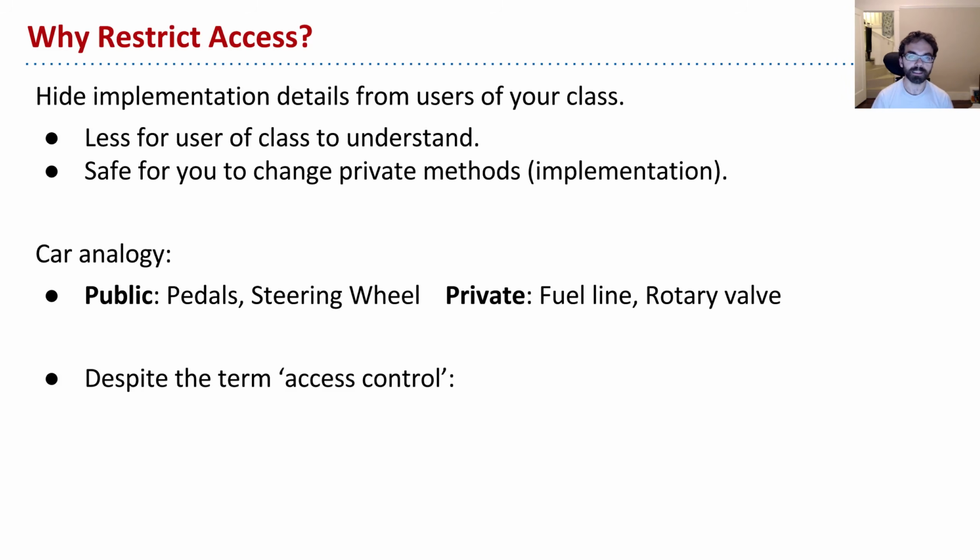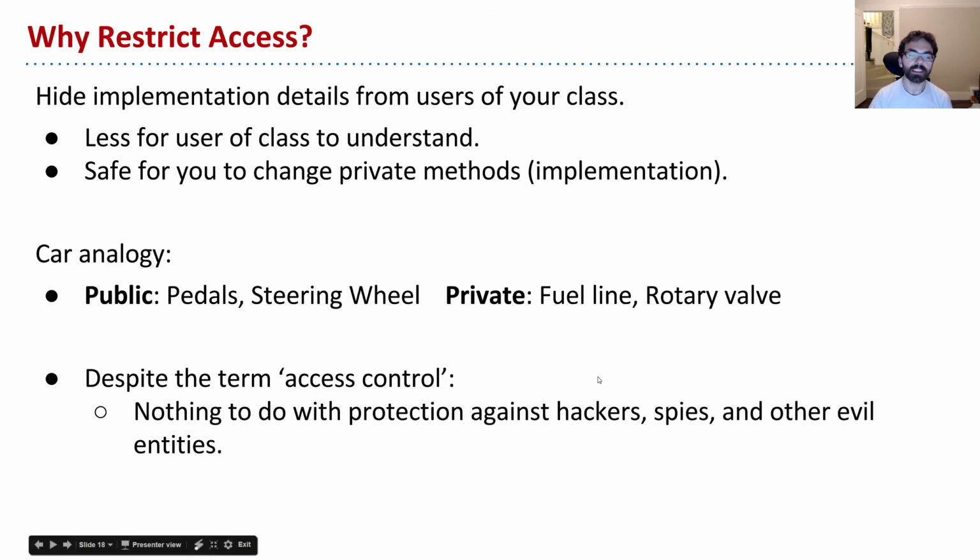Now, despite the term access control, people use that to refer to the public, private, and so forth feature in Java. It has nothing to do with protection against people trying to do bad stuff with your code, because if they have access to your source code, they could do whatever they want. So that's not what it has to do with. It is instead simply a way to signal to other programmers, you should not use this, and it's a soft restriction by the compiler, so you can't mess with it.